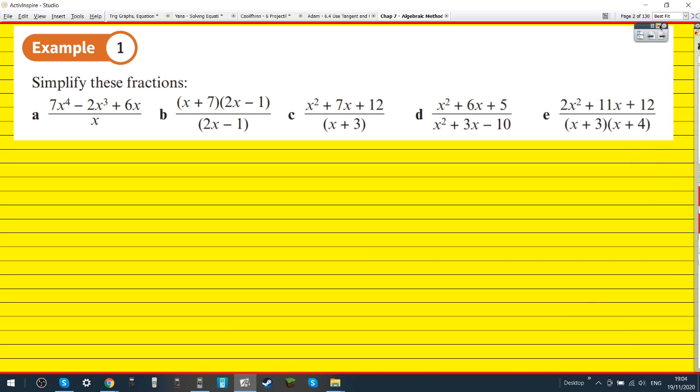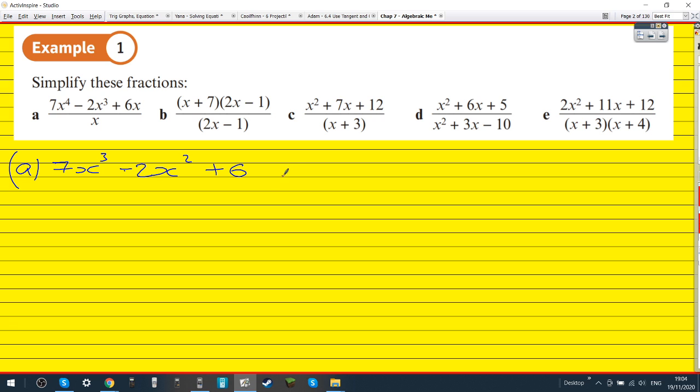So everything just gets divided by x. Yep. What would you get? So would it just be 7x cubed, yep, what else? Minus 2x squared plus 6? Mm-hmm.